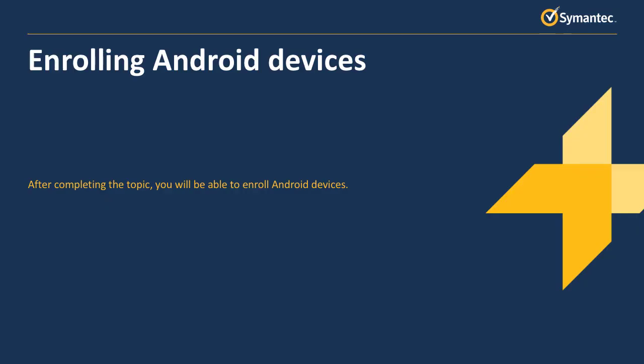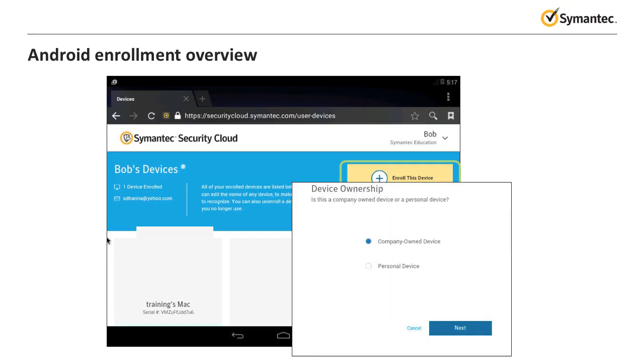This is the Enrolling Android Devices topic. After completing the topic, you will be able to enroll Android devices. There are a few more steps involved to enroll Android devices, as detailed in the following slides. The initial steps are the same. The user chooses Enroll this device, and then chooses if the device is company-owned or personal.